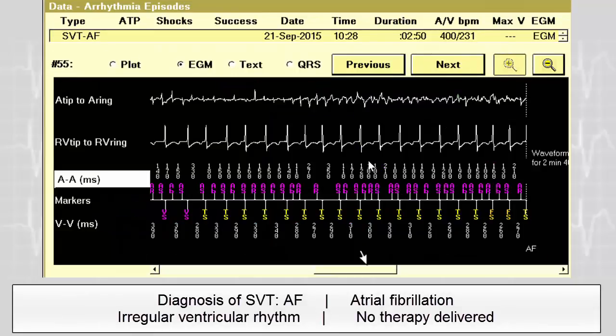When you look at the EGM now, you can see that it is a typical episode of conducted atrial fibrillation, with very fast cycles at the level of the atria and irregular and fast cycles at the level of the ventricles.